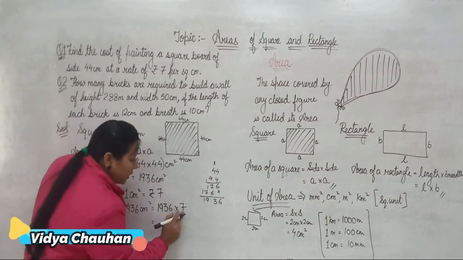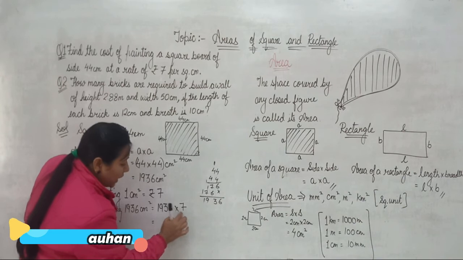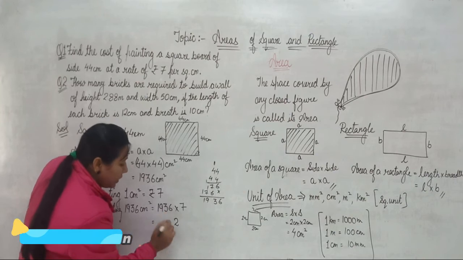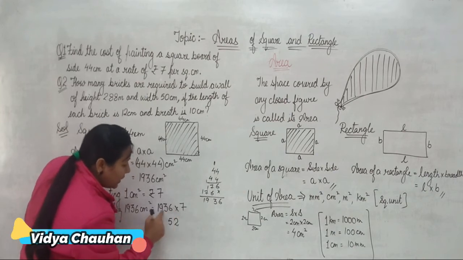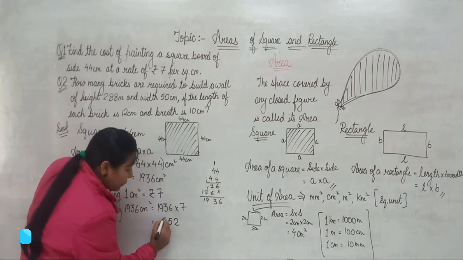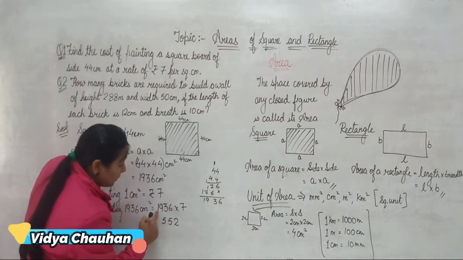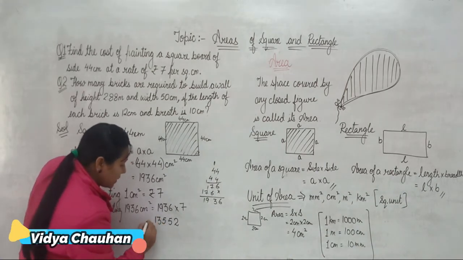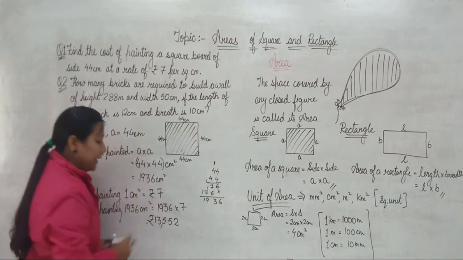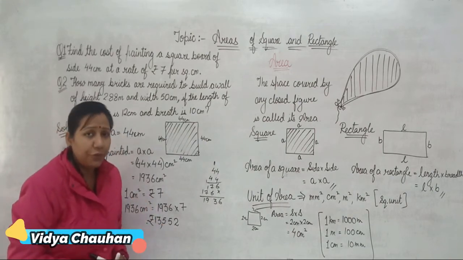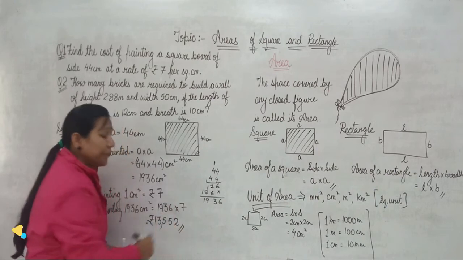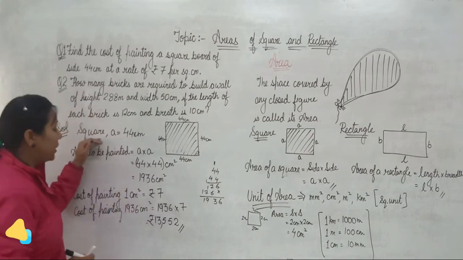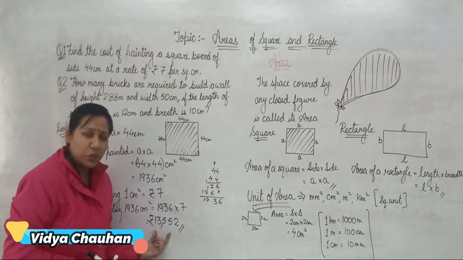Now multiplying the value here, 7 6s are 42, 4 carry, 7 3s are 21 plus 4, 25, 2 carry, 7 9s are 63 plus 2, 65, 6 carry. Now 7 1s are 7 and plus 6 is 13. So what is the total cost of painting? It is 13,552 rupees. This is the total cost for painting that square board. So what is the total cost the person has to pay?